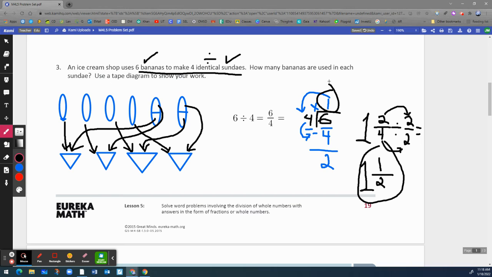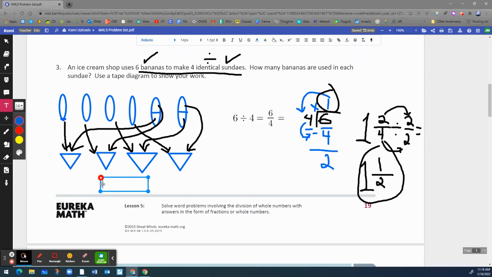It says, how many bananas are used in each sundae? Each sundae uses 1.5 bananas. That's how you answer these questions.